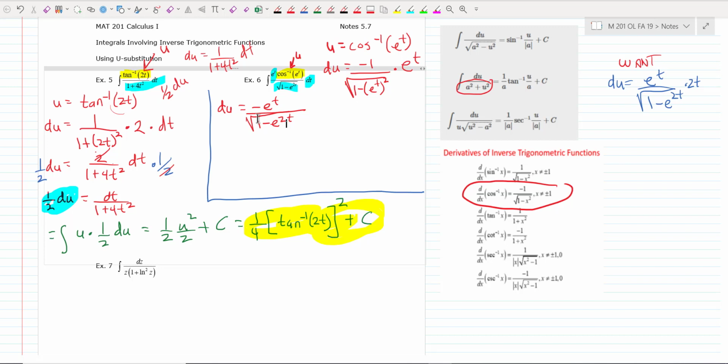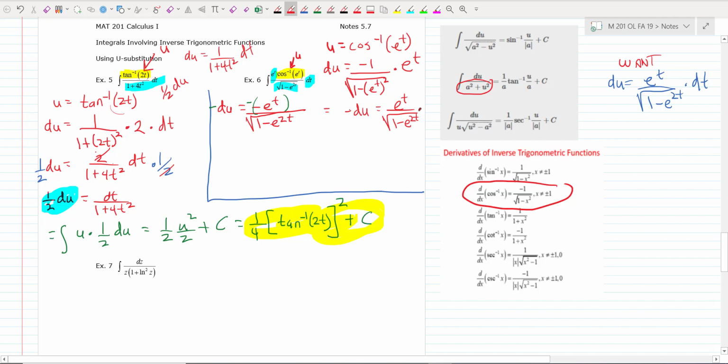Where did I get that 2t? What we want is, that's a dt. That's what we wanted. What was left over: e to the t over the square root of 1 minus e to the 2t, dt. That's what we want. We're real close. We're just off by a negative. So if you multiplied both sides of this equation by a negative, look what you would get. You would end up getting negative du is equal to exactly what we want: e to the t over the square root of 1 minus e to the 2t times dt. And bingo, that's what we want.